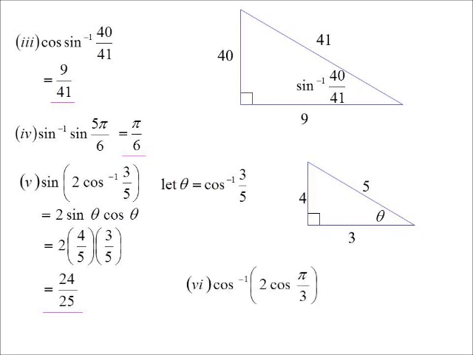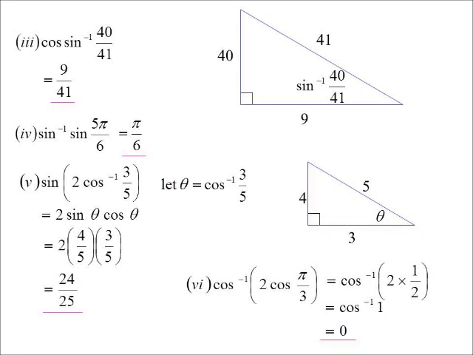The inverse cos of 2 cos pi on 3. Well, I don't have a double angle result for inverse trig, because remember that's not a double angle now, it's a double ratio. But guess what? I know what cos of pi on 3 is, so I can just work it out. 2 times a half is 1. It's just asking me, what's the inverse cos of 1? Which is 0.